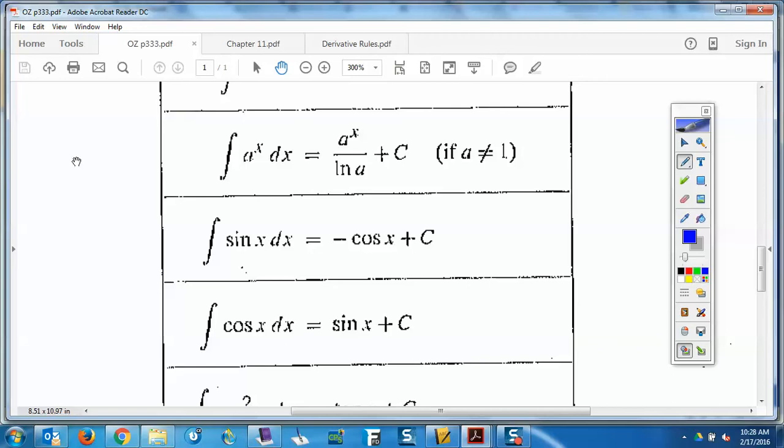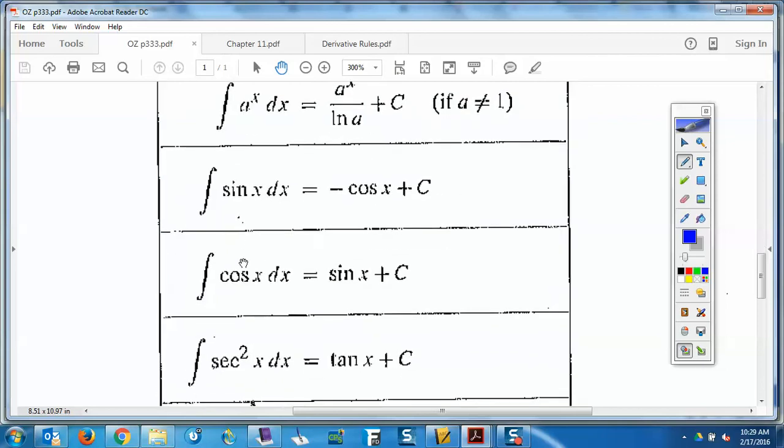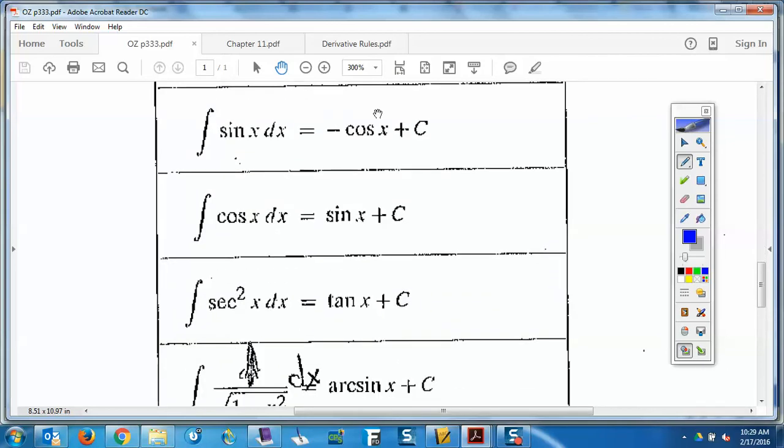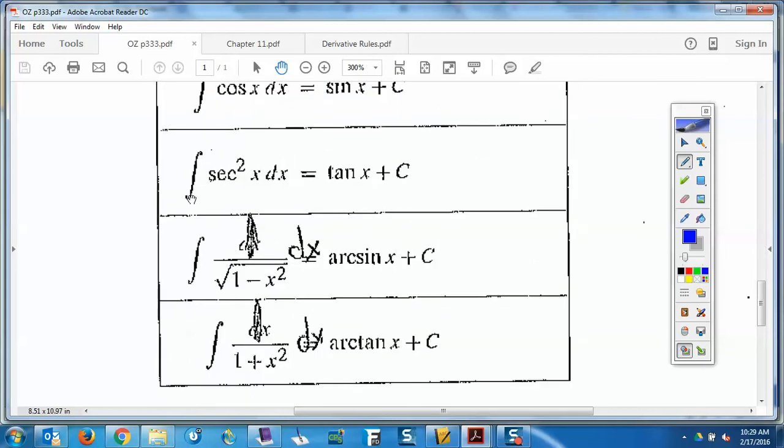You have to kick out a 1 over ln2 or 1 over ln3. That's not going to show up very often, so we don't really have to worry about it too much. Antiderivative of sine is negative cosine, antiderivative of cosine is that. Secant squared, antiderivative is tangent. We're not going to do the cosecant ones. Those won't show up. They were in our derivative rules, but we won't worry about them. So antiderivative of secant squared is tangent, because the derivative of tangent is secant squared.